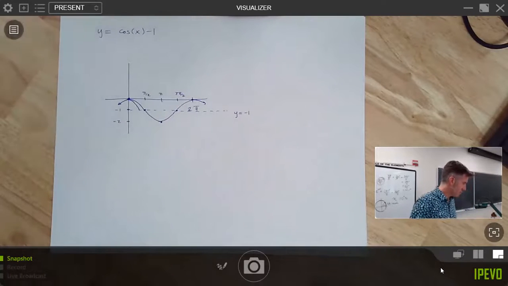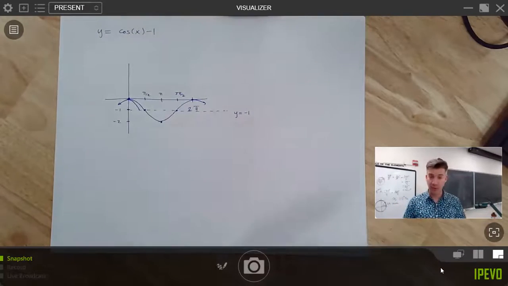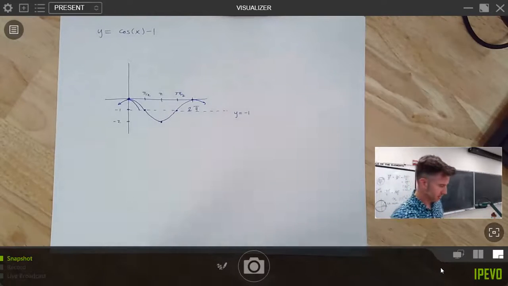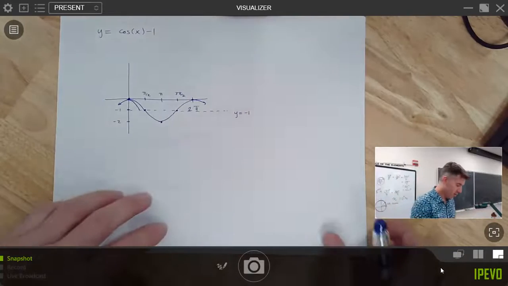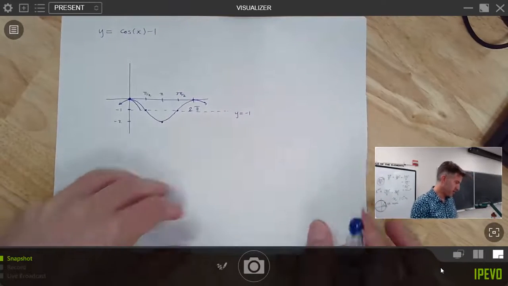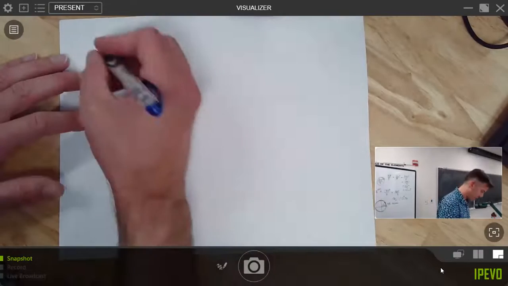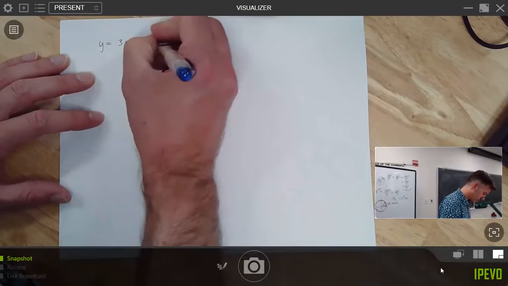So the only thing left today is to talk about putting these two pieces together. Eventually, I think next class, we'll talk about putting it all together with the horizontal shifting as well. But for now, let's talk about some graphs that have a vertical shift and a vertical stretch. So let's look at something like y equal to 3 sine of x plus 2.